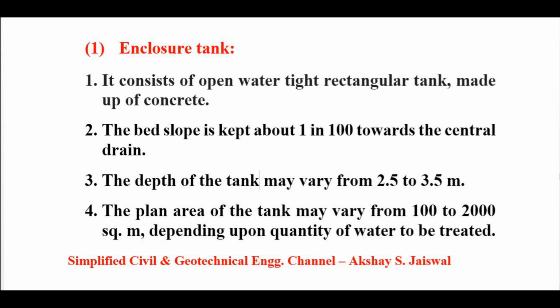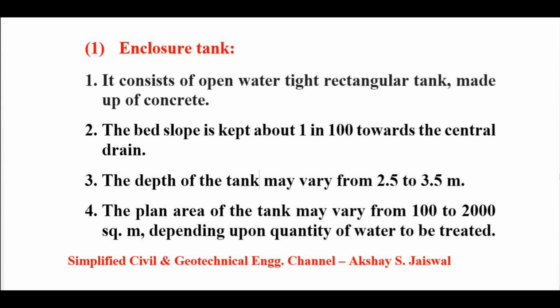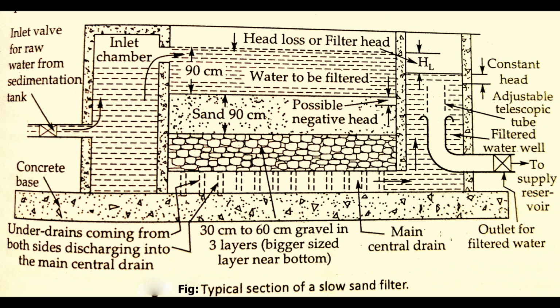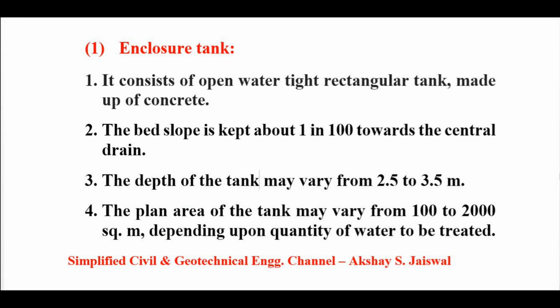Now we will see the first component of the filtration tank, which is the enclosure tank. It consists of an open watertight rectangular tank made up of concrete. The bed slope is kept about 1 in 100 towards the central drain. The depth of the tank may vary from 2.5 to 3.5 meter. The plan area of the tank may vary from 100 to 2000 square meter depending upon the quantity of water to be treated.